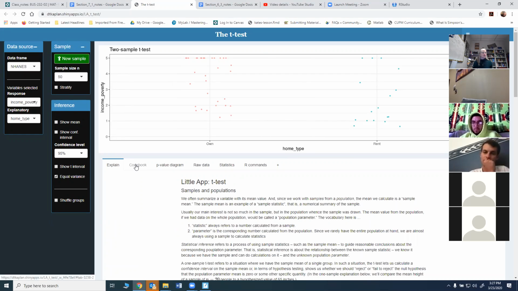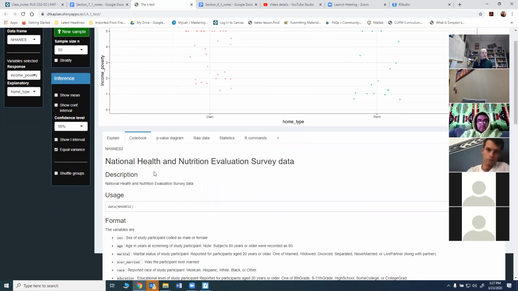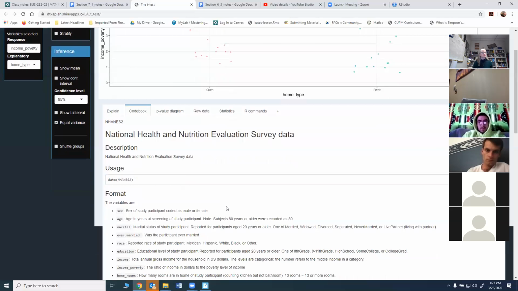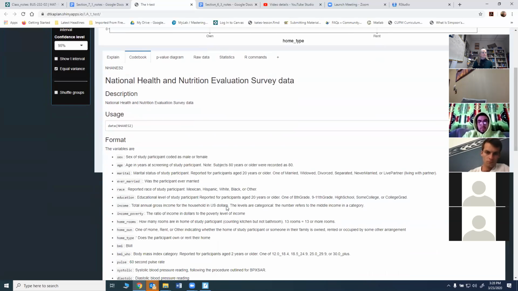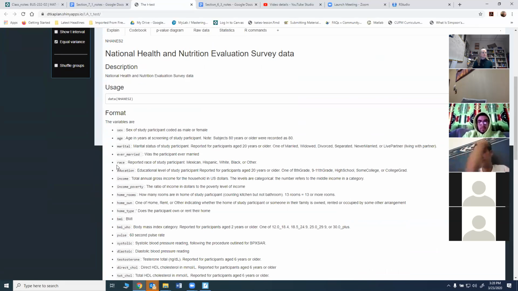So I've talked about the codebook in the book a lot. I'm going to go to the codebook on this little app also. And again, this is the National Health and Nutrition Examination Survey. Got it backwards. All right. And I can come down here and see what all these variables are.